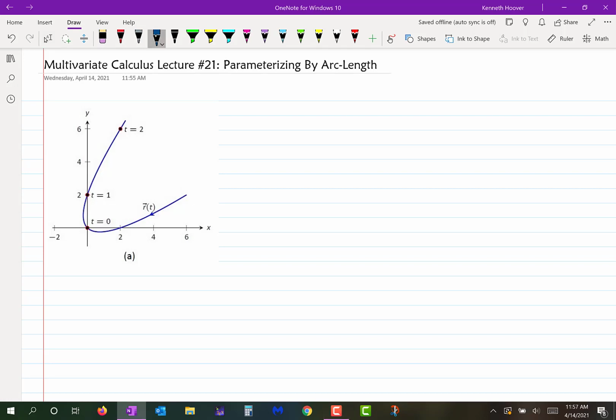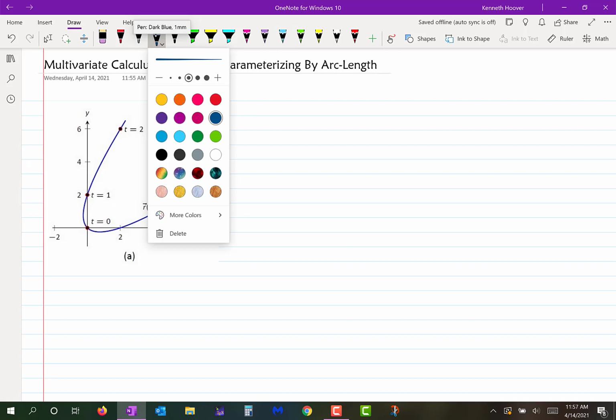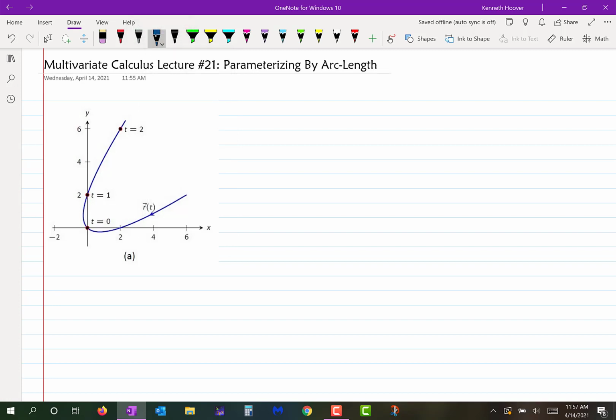Okay, look at the picture that's shown to you there. The blue curve is described by this function: r of t equals t squared minus t, t squared plus t. That gives you that blue parabolic type curve.